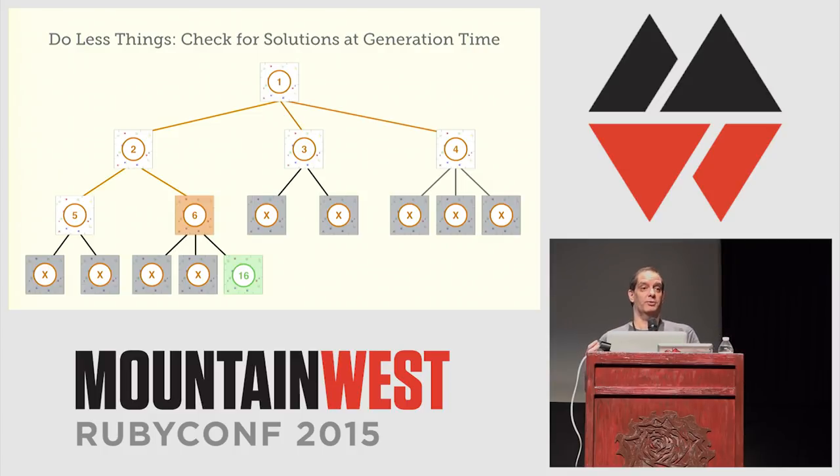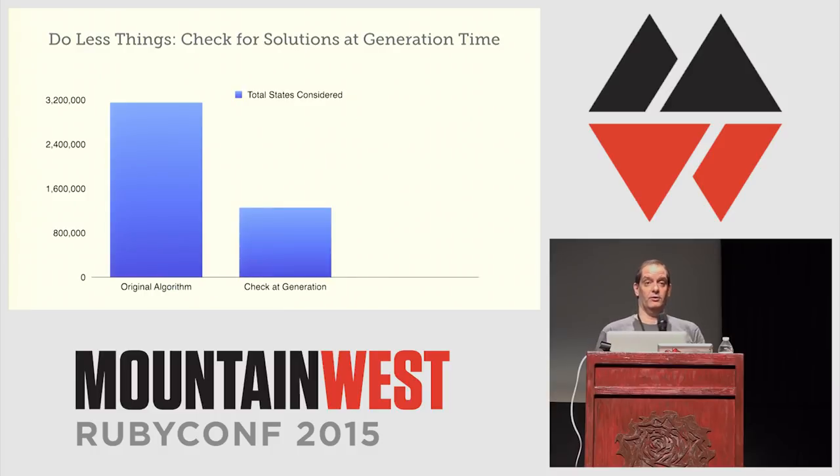And you can imagine with a branching factor of 9 to 20 at each level, and you get down 8 or 9 moves in the tree, this is a pretty big savings. And it turns out it was. This is the number of states that I had to consider to find a solution for my example game, and it was almost a factor of 3 improvement, a reduction in number of states considered. So doing a lot less things, and that sped things up quite a bit.